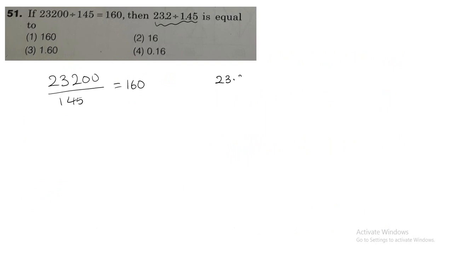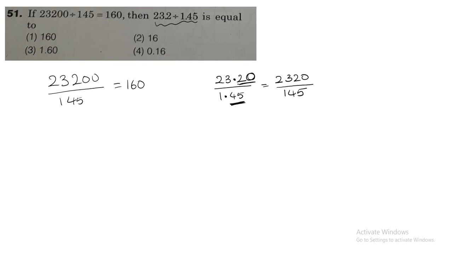23.2 divided by 1.45. Whenever you are having decimal values, if you have the same number of decimal places after the decimal point, then you can remove the decimal when it is given as a fraction. Now, since the denominator has two decimal places and the numerator has only one, I can add one 0. If you add 0, there won't be any difference. Then this can be written as 2320 divided by 145.